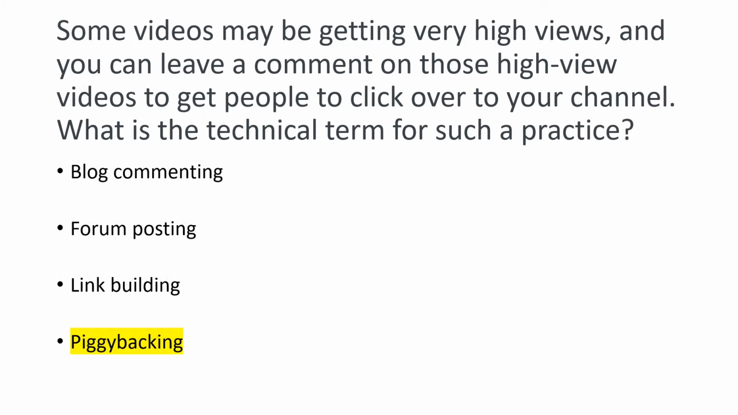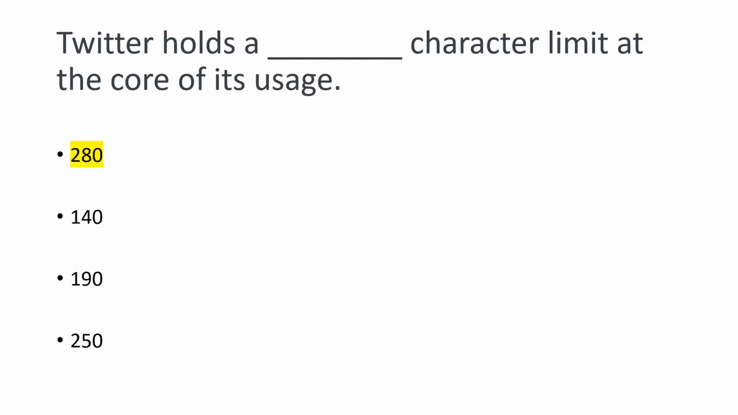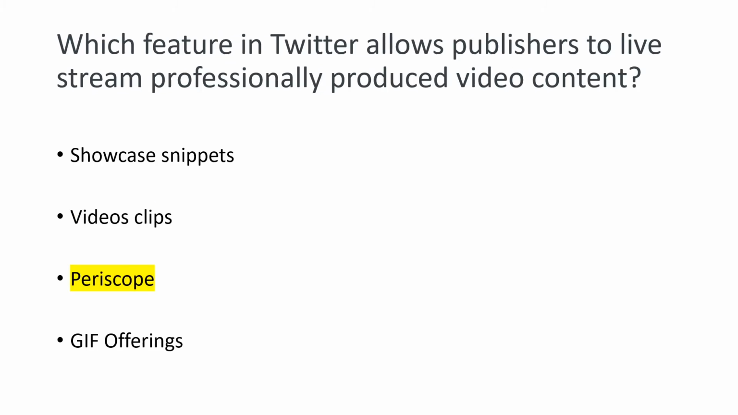What is the technical term for such a practice? Piggybacking. 112. Twitter users view the channel as an ideal way to communicate with brands and celebrities, stay informed, be heard and discover topics. 113. Twitter holds a character limit at the core of its usage. 280. 114. What is designed to make it easier for new users to follow stories live on Twitter? Moments. 115. Which feature in Twitter allows publishers to live stream professionally produced video content? Periscope.